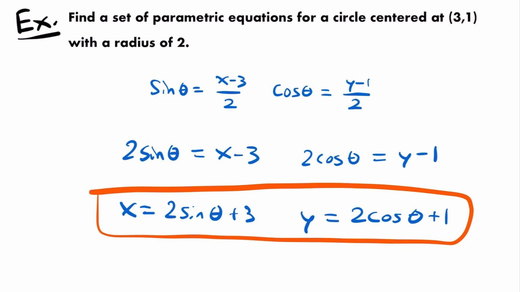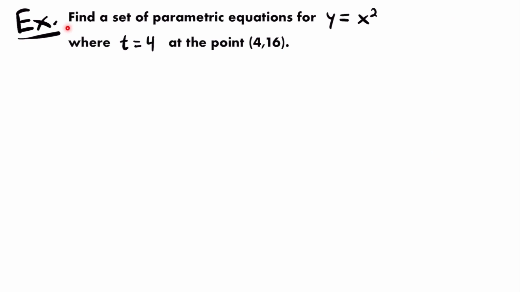All right, let's look at a different example. So next up, we want to find a set of parametric equations for y = x² where t = 4 at the point (4, 16). Okay, so in this case, we're given a rectangular equation and we're given a point at a specific value of t. Now, the way I like to handle these types of problems is first figure out what x would be based on that value of t.